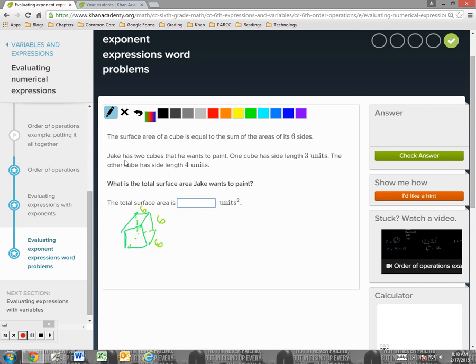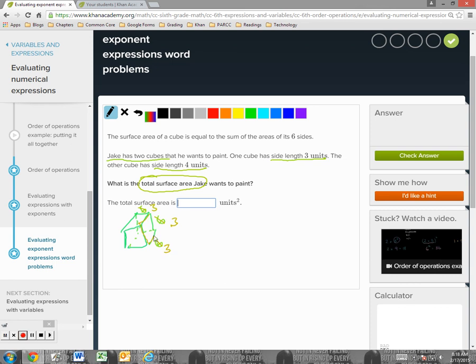So there we go. Jake has 2 cubes that he wants to paint. One cube has side lengths of 3 units. The other cube has side lengths of 4. What is the total surface area that Jake needs to paint? Well, it says surface area is 6 sides. So let's change these. It just has 6 sides. This is all 3, 3, and 3.